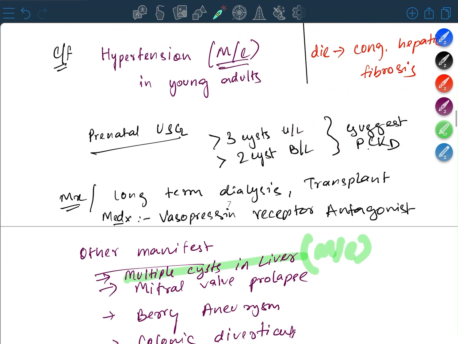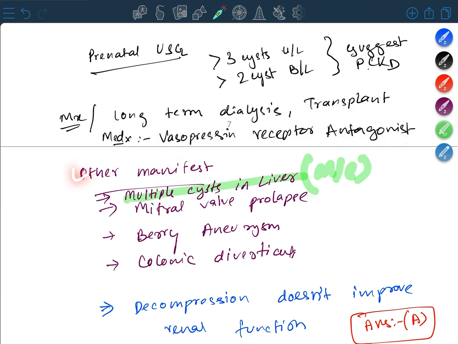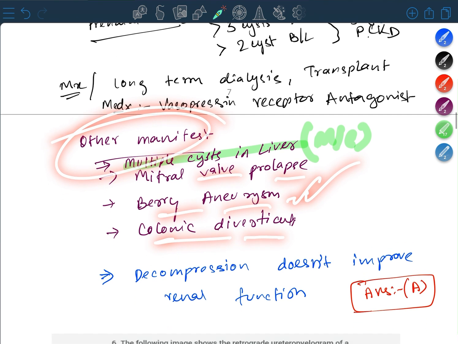Management is long-term dialysis, transplant, and the medicine is a vasopressin receptor antagonist. Important: other manifestations are multiple cysts in the liver, which is the most common manifestation. There are multiple cysts in the kidneys, multiple cysts in the liver, mitral valve prolapse, berry aneurysm, colonic diverticulum. These are all important other manifestations.